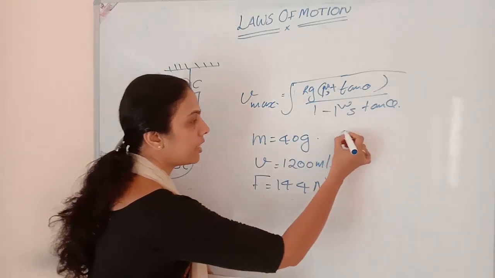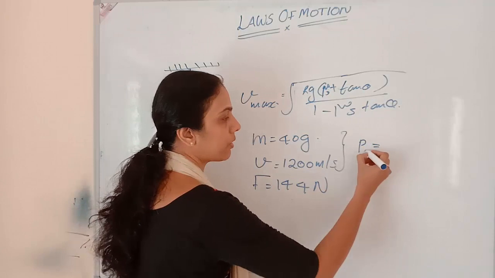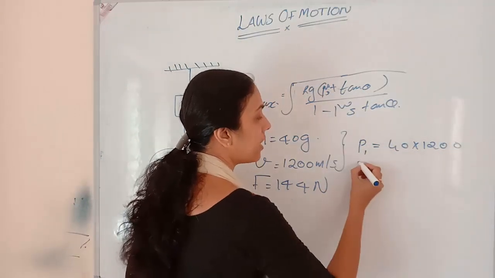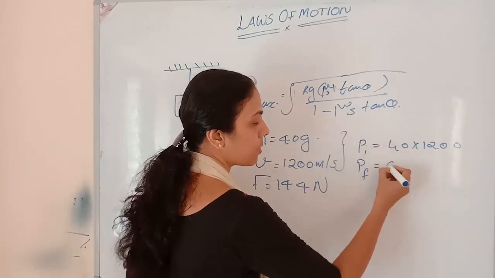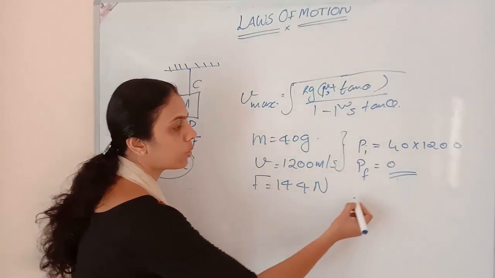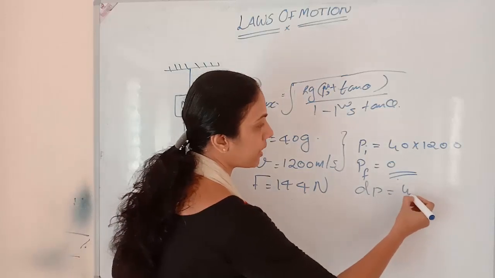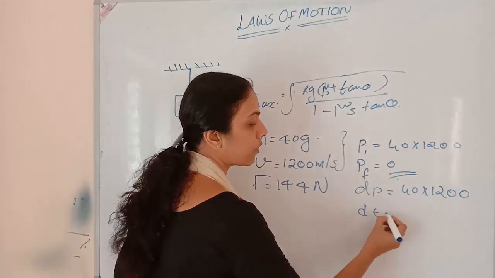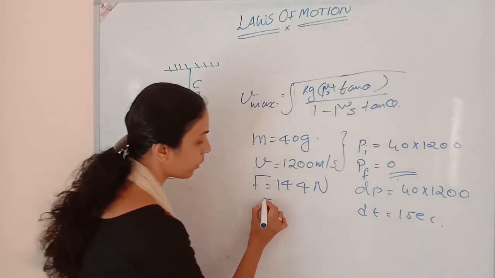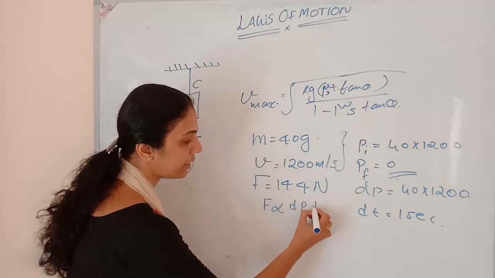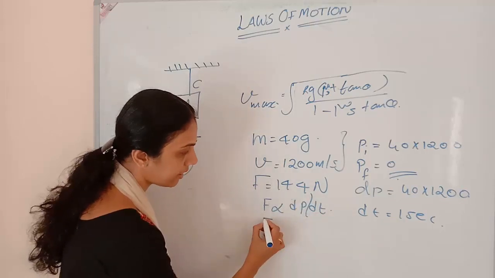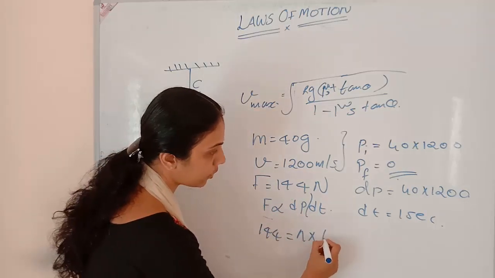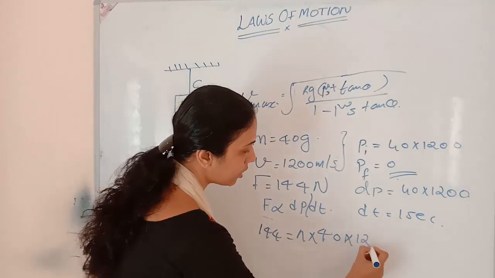So, here the bullet is moving with the velocity. What will be the initial momentum? 40 into 1200, right? Then final momentum will be equal to 0, right? Then what is the change in momentum? Change in momentum equals 40 into 1200, right? dt equals 1 second time. We know F is proportional to dp by dt. Right, so F is 144, that will be equal to N into 40 into 1200.